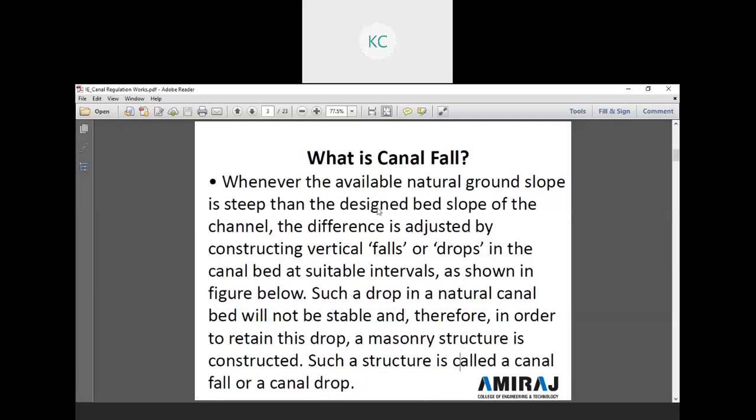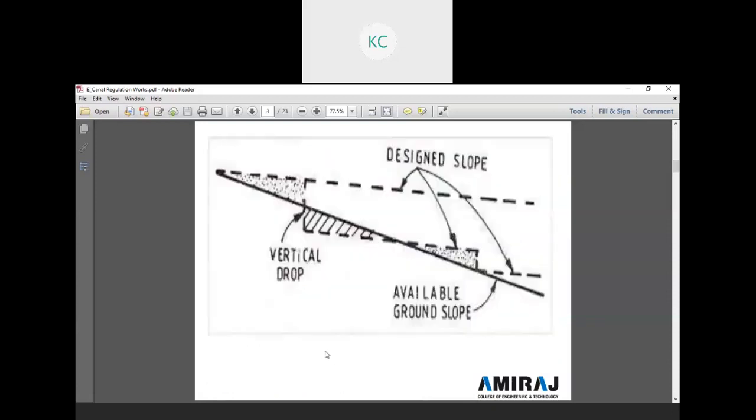So, what is a canal fall? A canal fall is nothing but a man-made structure which is constructed near the vicinity of an area where there is no availability of ground slope, or the ground slope is too steep to sustain the design flow in the canal. So the canal fall is provided for the vertical fall and to contain the design discharge in the canal. Such a drop in a natural canal bed will not be stable, and therefore, in order to retain this drop, a masonry structure is constructed. Such a structure is called a canal fall or a canal drop.